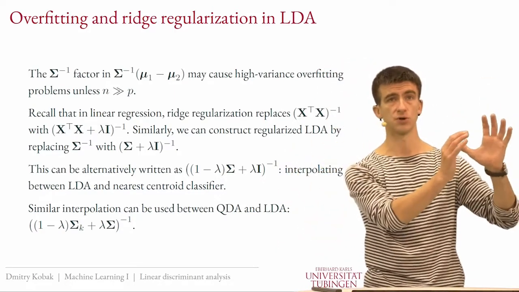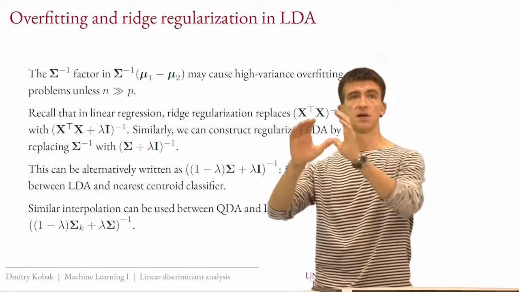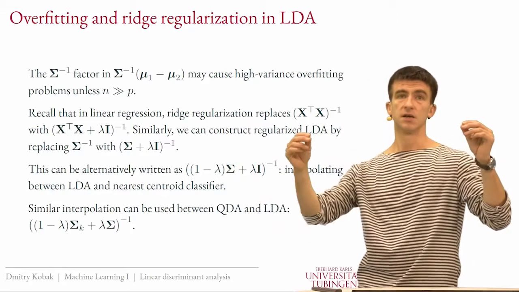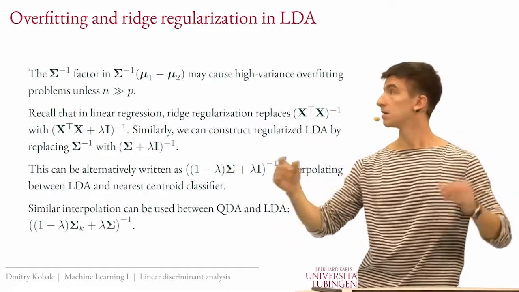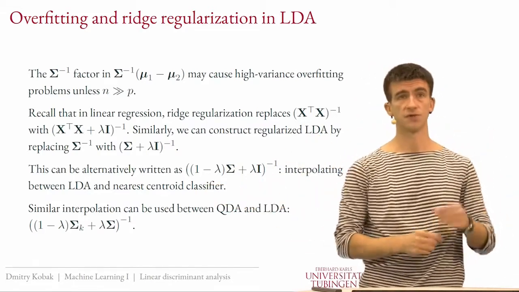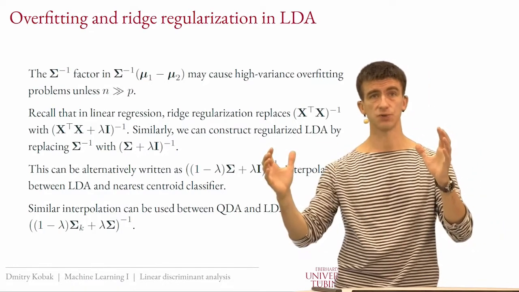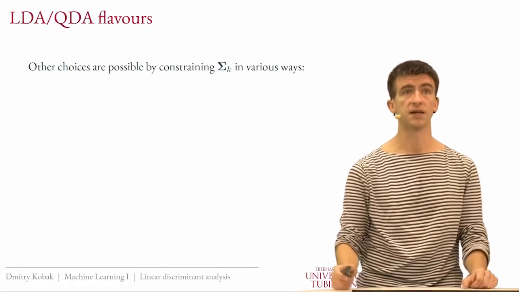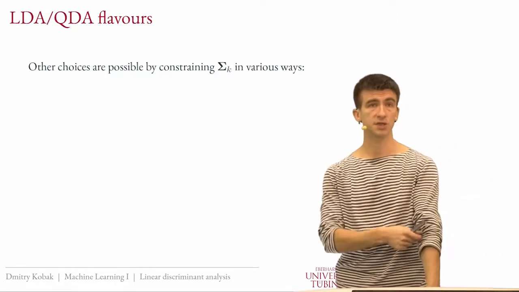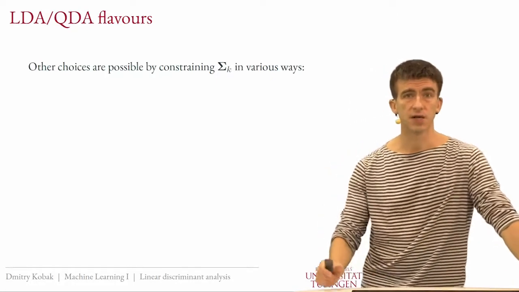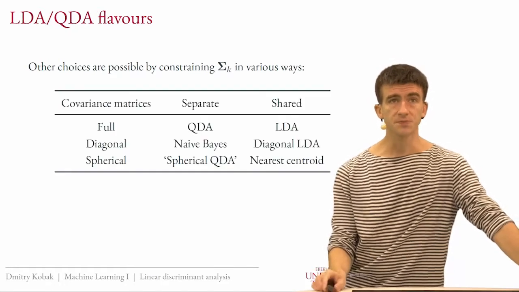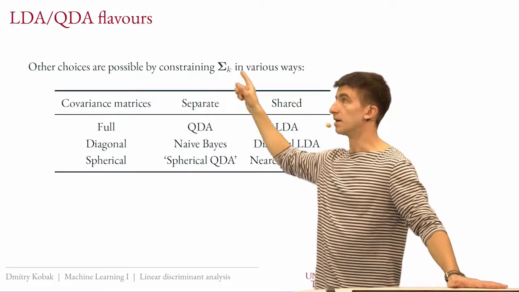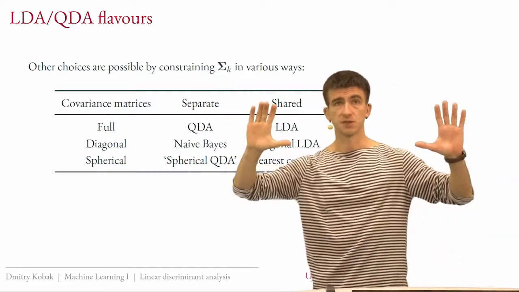QDA is the most complex model, LDA is simpler, spherical LDA is even simpler. That's why you can move smoothly using these lambda terms from a more complex model to a simpler model and optimize that on your problem at hand. And actually, there are even more choices that one can write down in this framework, depending on how you model these two covariance matrices for the two classes.